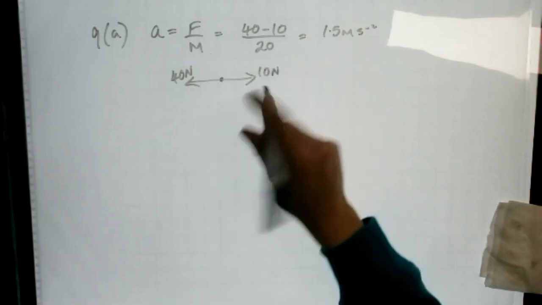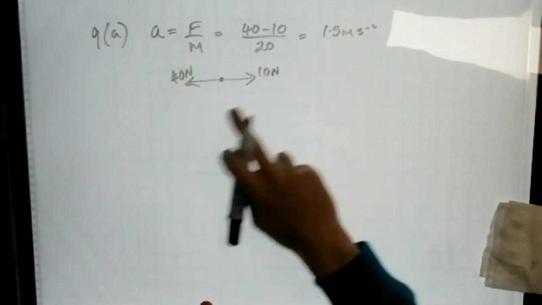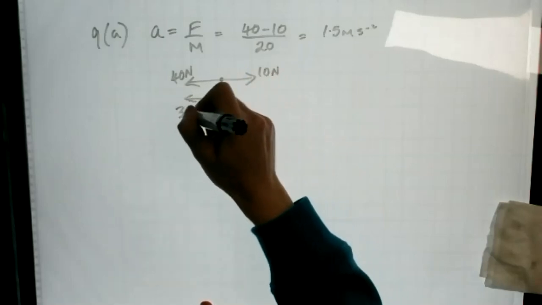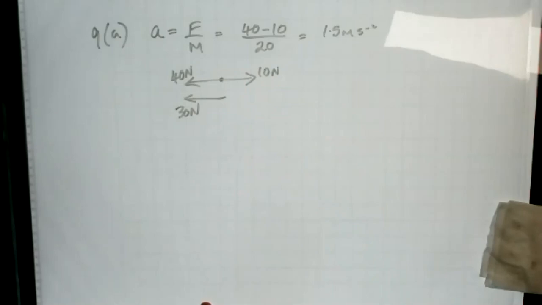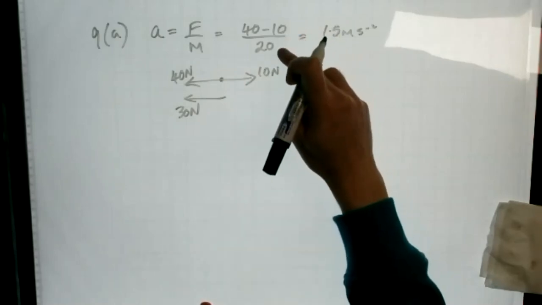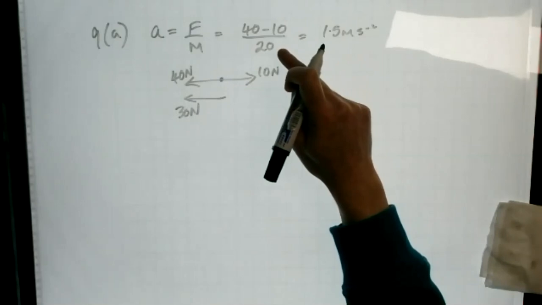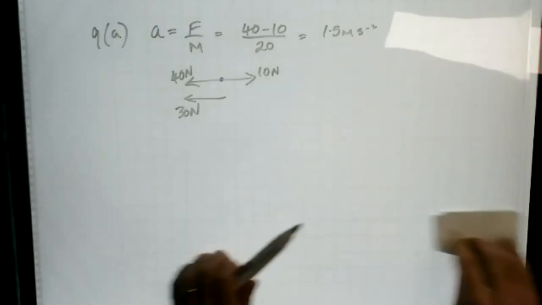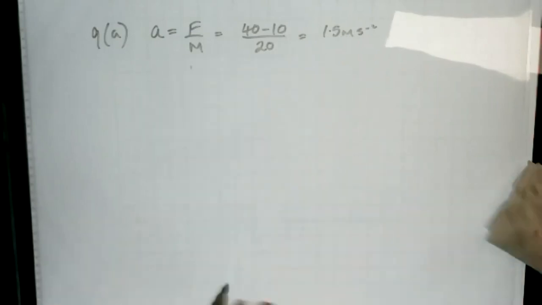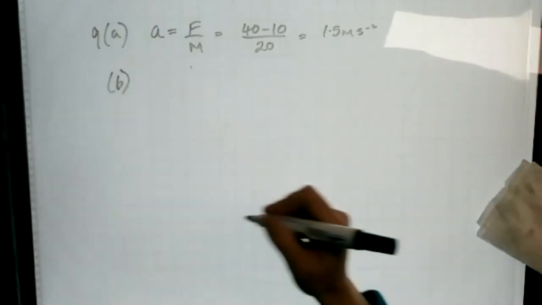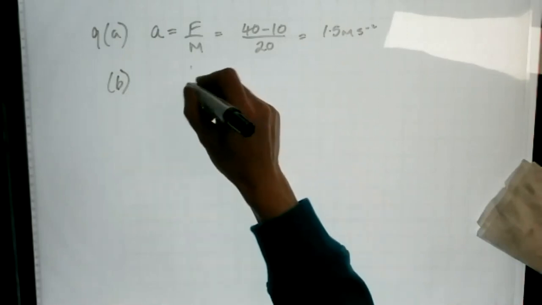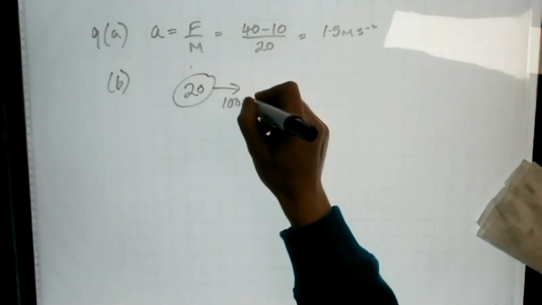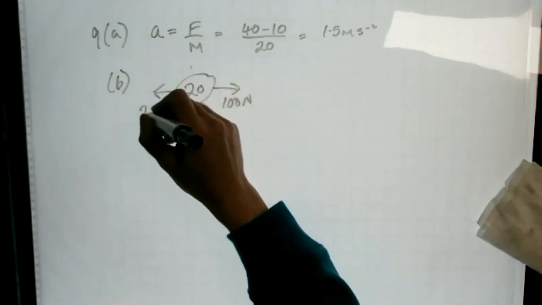So the resultant force is the smaller one, so therefore your resultant force is 30 Newtons. The mass is 20 kilograms, and it is balanced by 50 Newtons. So just remember part B, just like before, it is 20 kilograms.